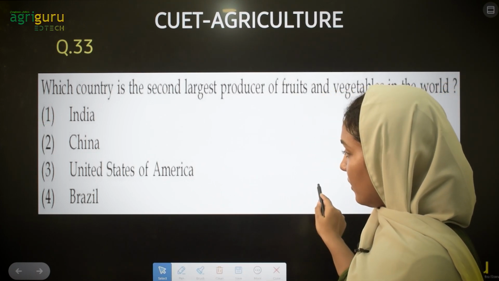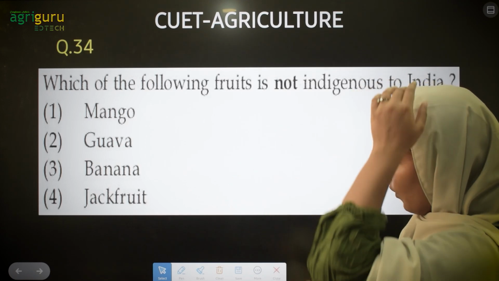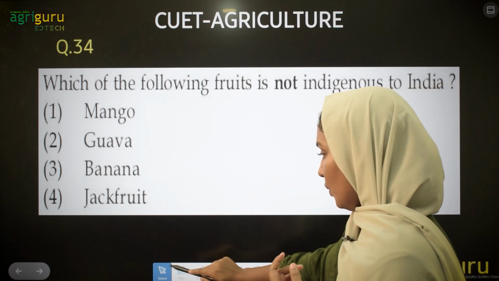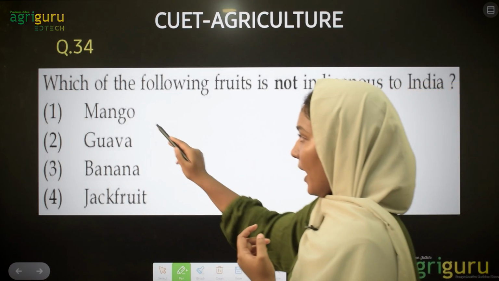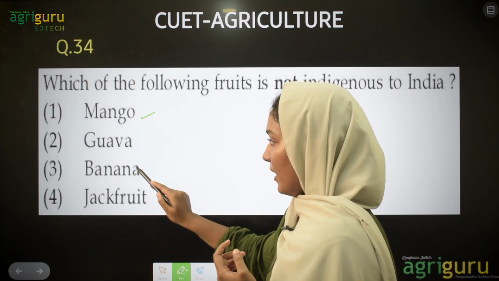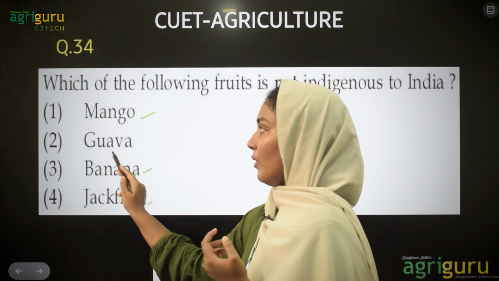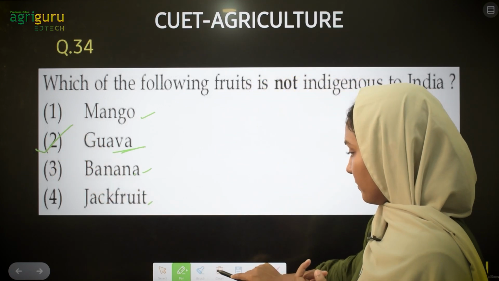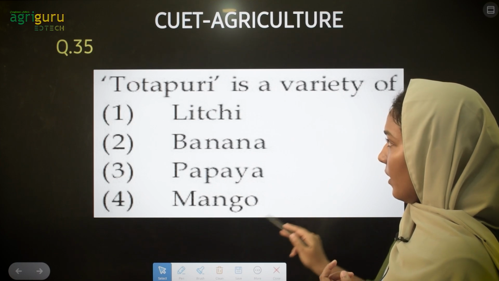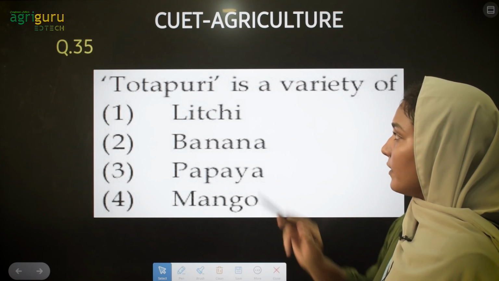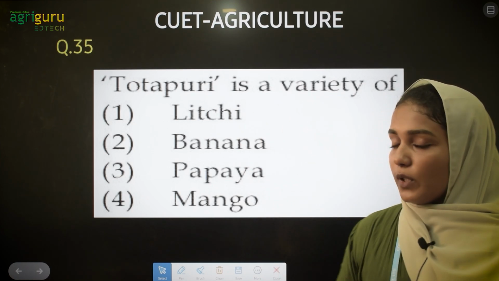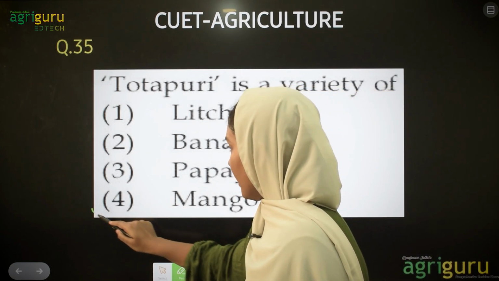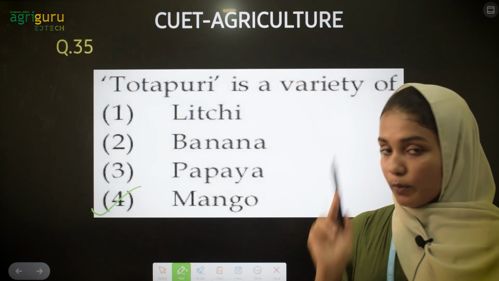Next question, that is question number 34. Which of the following fruits is not indigenous to India? Which is not originated from India? Mango is from India. Banana is from India. Jackfruit is from India. But guava is from Mexico. And here the right answer is guava. Next, question 35. Totapuri is a variety of mango, not lychee, not banana, not papaya. The answer is mango, that is option number 4.